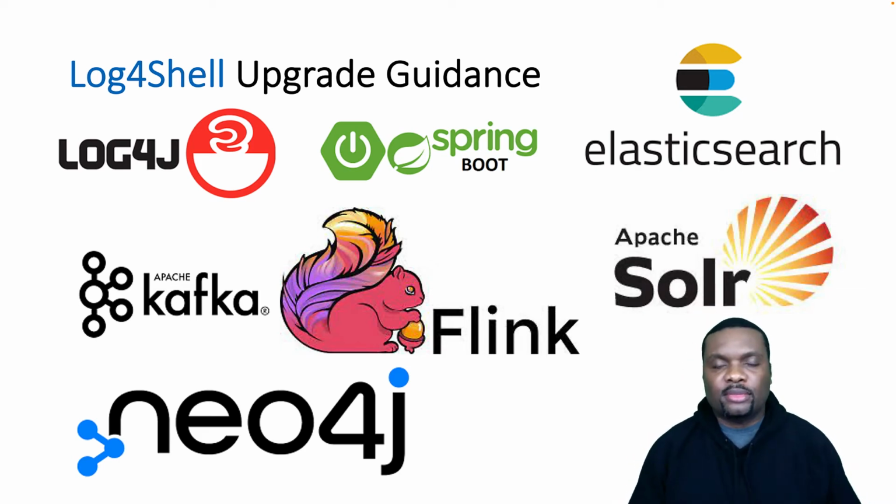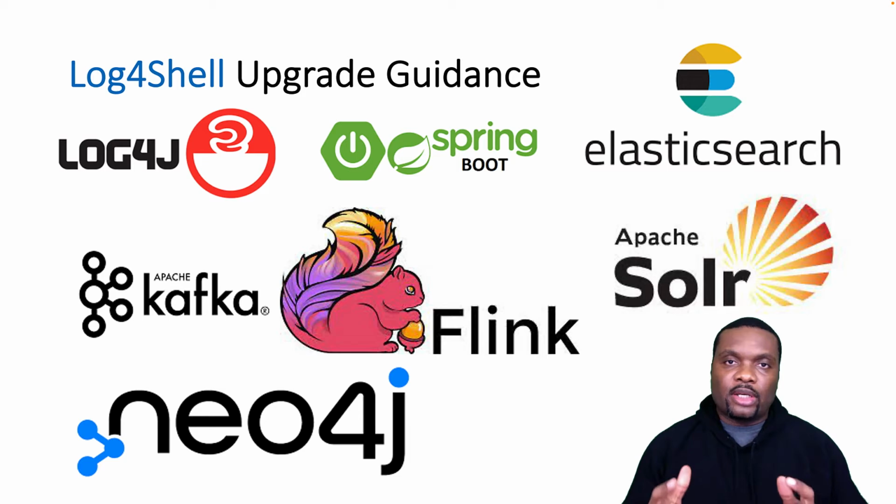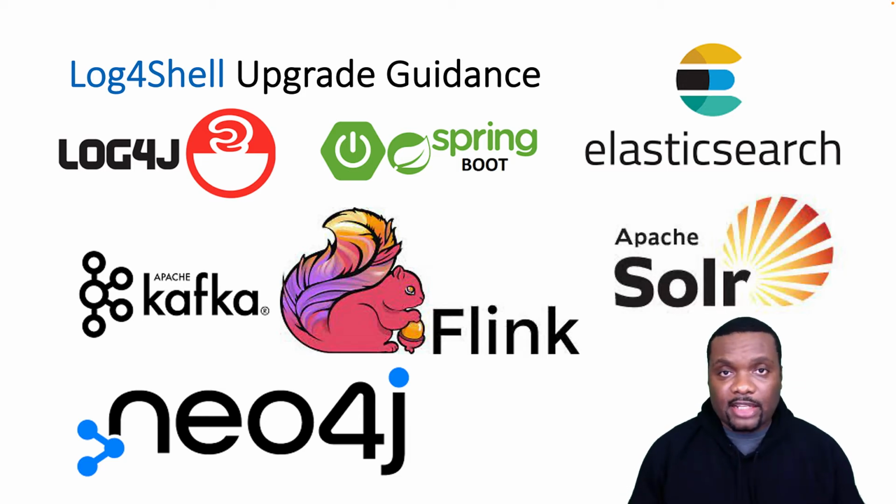In this particular video, we're going to be covering some of the upgrade guidance that is available from various open source projects about the Log4Shell security vulnerability in the Log4j logging framework. As you can see on this slide, I have several projects like Spring Boot, Elasticsearch, Apache Solr, Apache Flink, Apache Kafka, and Log4j, where some of the community members were concerned about whether these open source projects have security vulnerabilities. So in this video, I'm going to be walking you through some of the upgrade guidance and security guidance that has been released by the various open source projects.